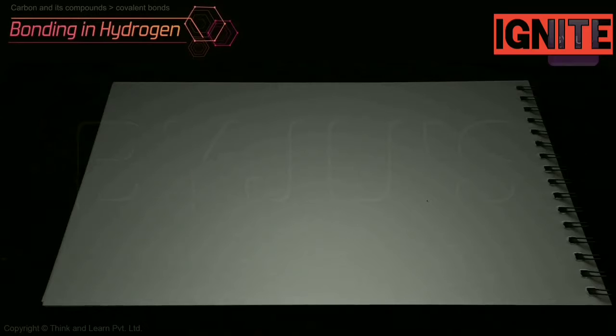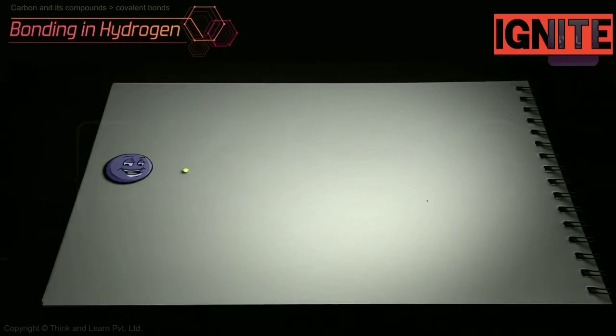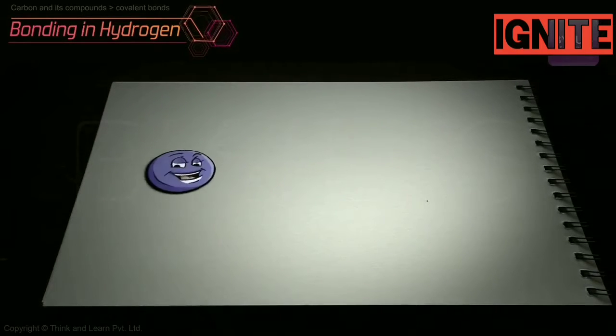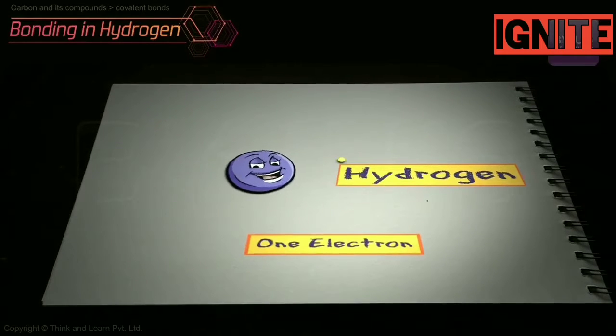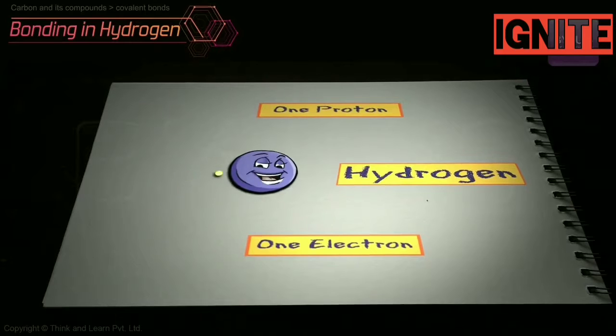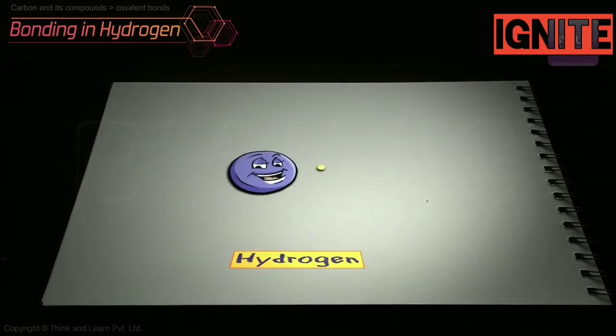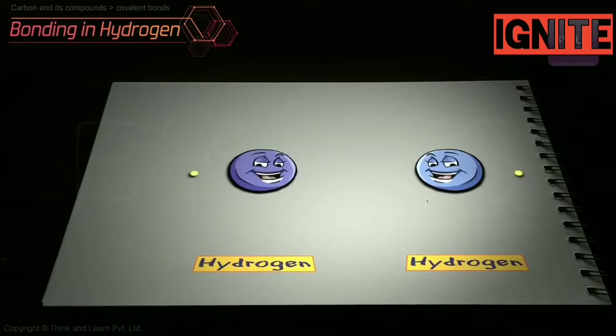Let's bring somebody very simple to the stage. So our next volunteer, now he's a very simple guy, doesn't surround himself with too much, has only one electron going around him. It's called hydrogen, right? So one proton with one electron going around it. So there you see hydrogen, simple person. Let's bring one more of him, right?